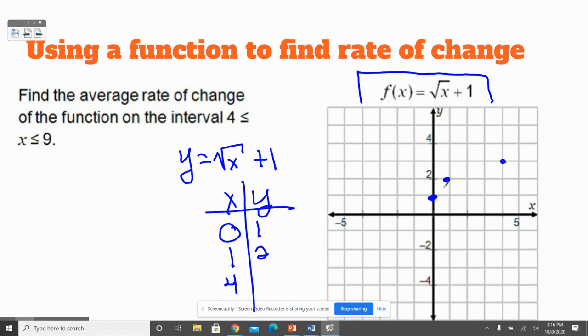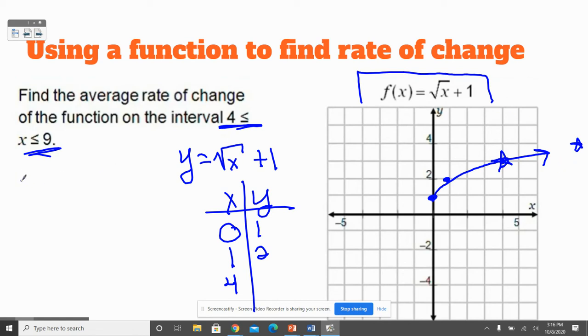Okay, this is what the graph is going to look like. It's going to be kind of a curve here. And they want to know what the interval for the rate of change would be from 4 to 9. Now, my graph shows what happens at 4, but it does not show what happens at 9.